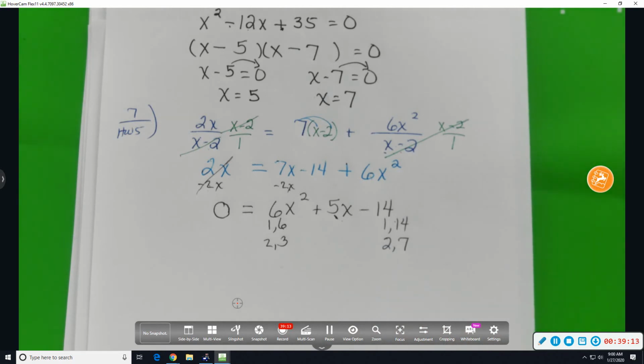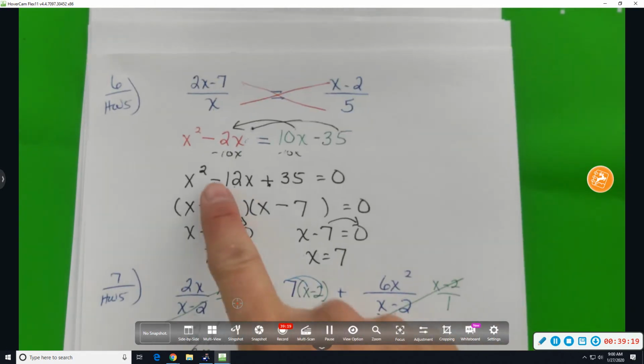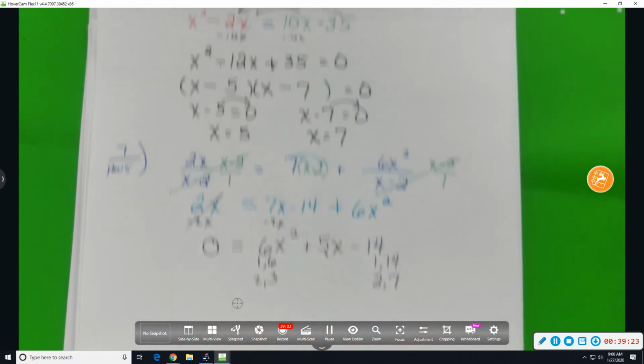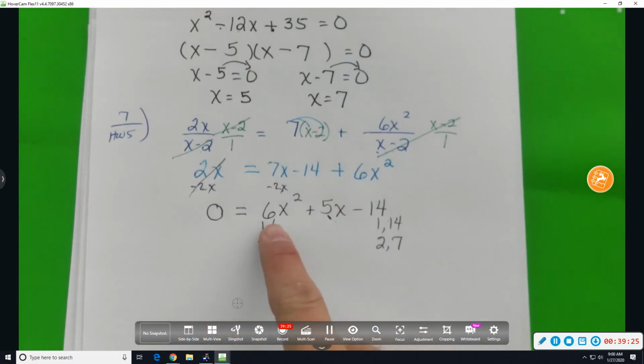This one, it's a little harder to factor, I think, than the one we just did. And there's no number in front of the x squared. Those are the easier ones. When there's a number in front of the x squared, you've got to sort of do some trial and error with it.